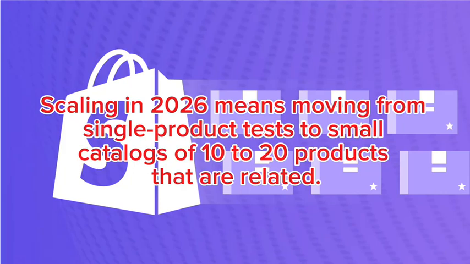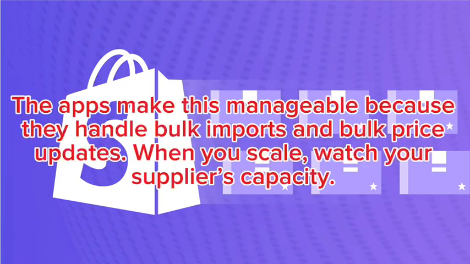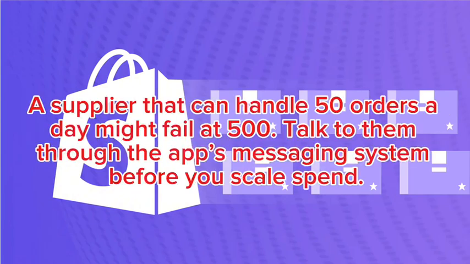Scaling in 2026 means moving from single product tests to small catalogs of 10 to 20 products that are related. The apps make this manageable because they handle bulk imports and bulk price updates. When you scale, watch your supplier's capacity. A supplier that can handle 50 orders a day might fail at 500. Talk to them through the app's messaging system before you scale spend.